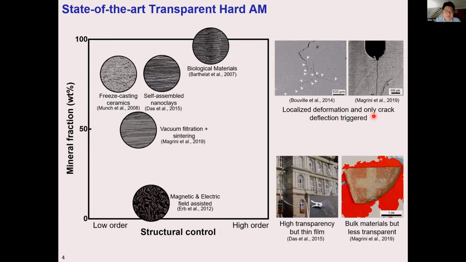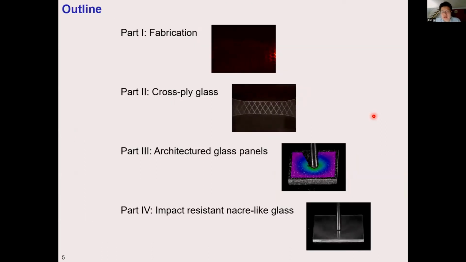and to make it transparent. So the outline is I will talk about fabrication and also some of the architectures I'm exploring, and finally impact resistance of Nacre-like glasses.